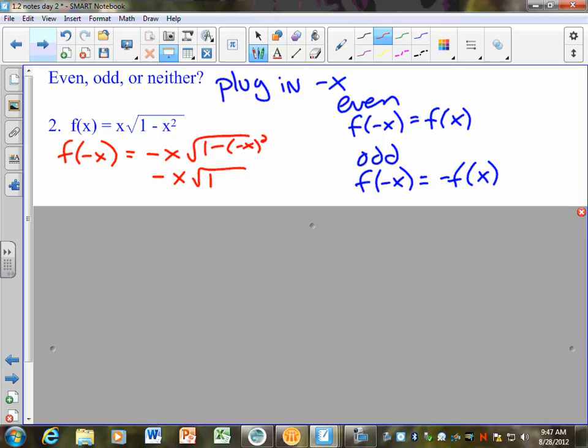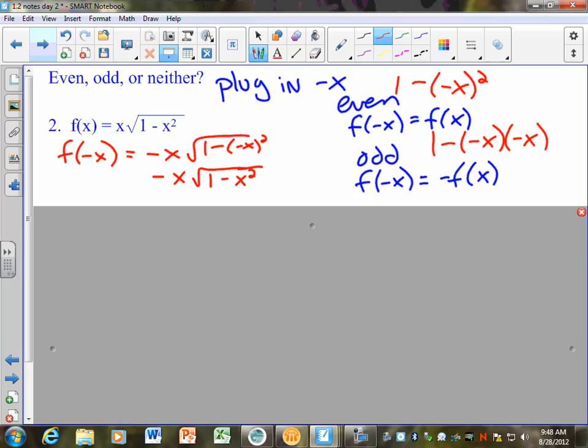Do you agree that this negative x squared is really just going to stay as 1 minus x squared? So now here's the question. Is it even? Did it stay the same? Because isn't negative x squared just x squared? But don't we do exponents before we multiply? That's just order of operations here. 1 minus negative x squared would be like 1 minus negative x times negative x.